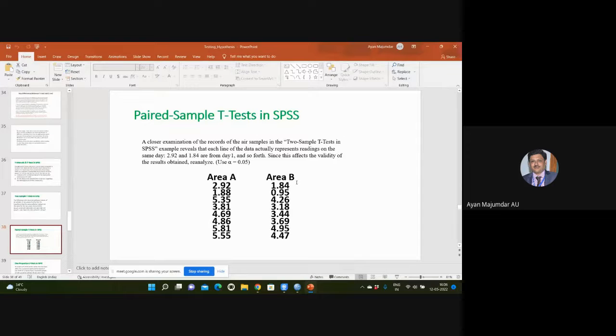Why paired data? Why paired sample? First day, this is the pollution of A and B. Second day, A and B. So now if we are to check whether there is a significant difference in the average pollution level of both these areas, we need to use the paired t-test. It is a small sample and it is paired. So that same example, we will use it for SPSS.